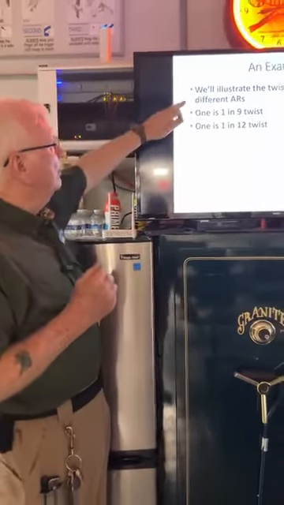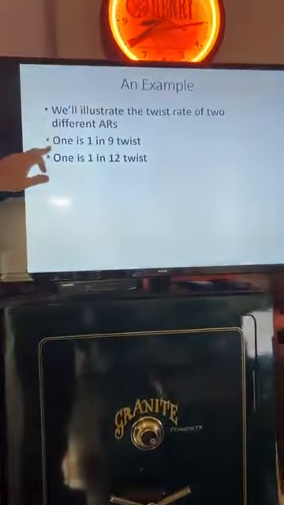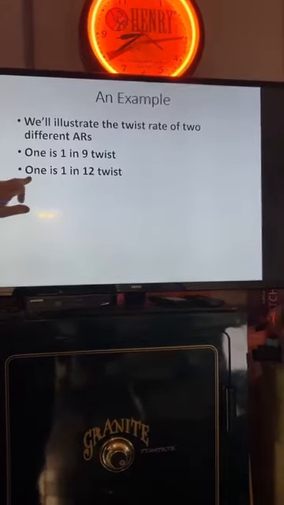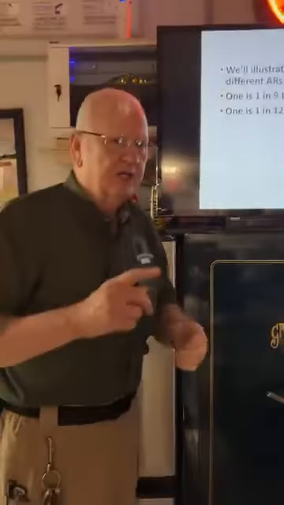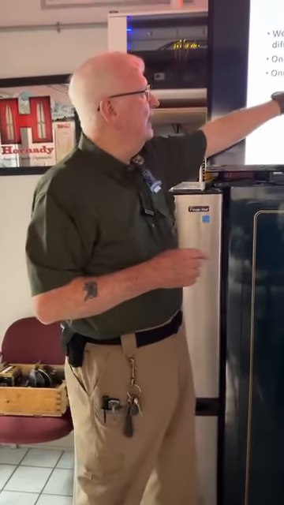So what we're going to do is look at a couple of different ARs. One is a 1 in 9 twist, and one is a 1 in 12 twist. We're going to use cleaning rods and a bore brush, and we're going to put a flag on the cleaning rod so you can see it turn. So let's go over it and take a look and see how these work out.